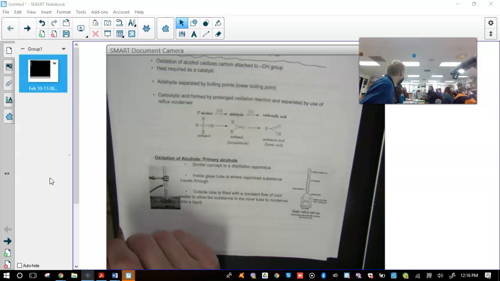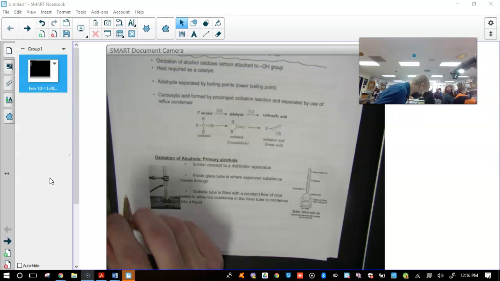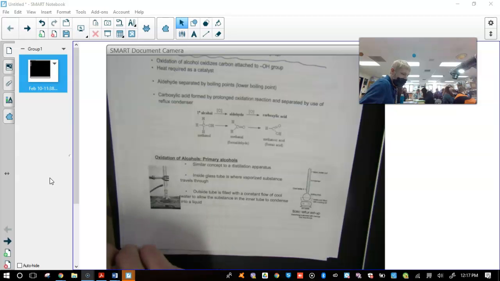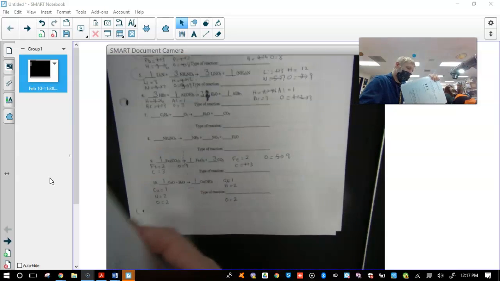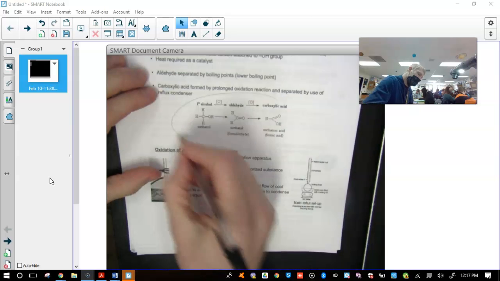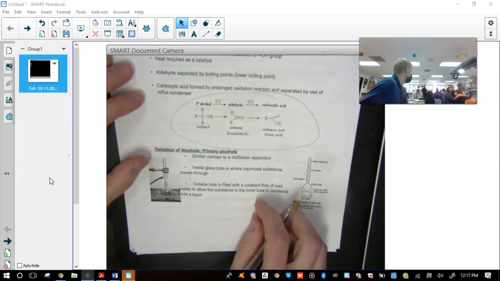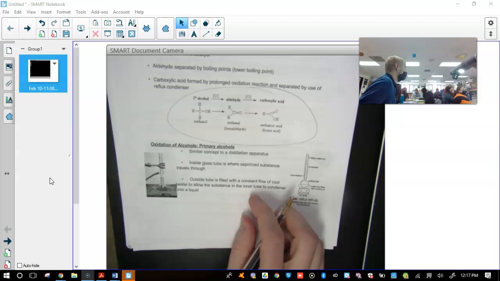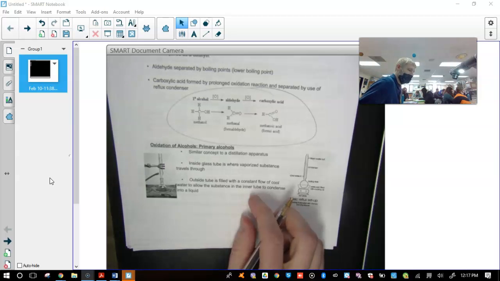So anybody know, if you heat up a primary alcohol under reflux, what's it going to produce? An aldehyde. But then if you continue to heat it under reflux, what does it form? Carboxylic acid. You got it. So I would circle this. So a primary alcohol heated under reflux forms the aldehyde. If you continue to heat it under reflux, it forms a carboxylic acid, essentially.